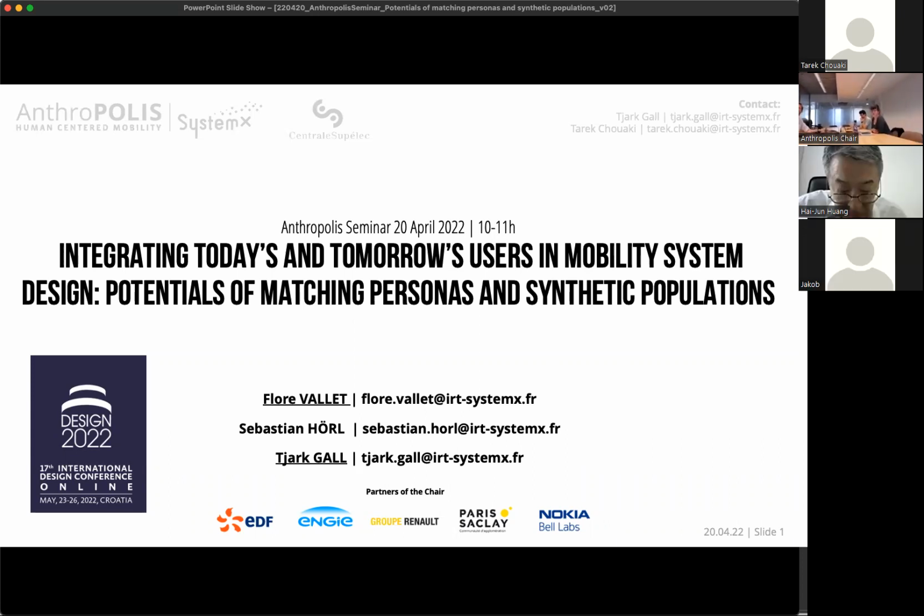We are quite happy to introduce you this piece of work for the extended Anthropolis work we are doing related to the future of urban mobility, and we are going to have a look at the potential of matching personas. I will explain just a bit later what it is, and the synthetic populations we are using for simulation. So that's basically what we are going to present at the design conference, and a bit more outlook for this work.